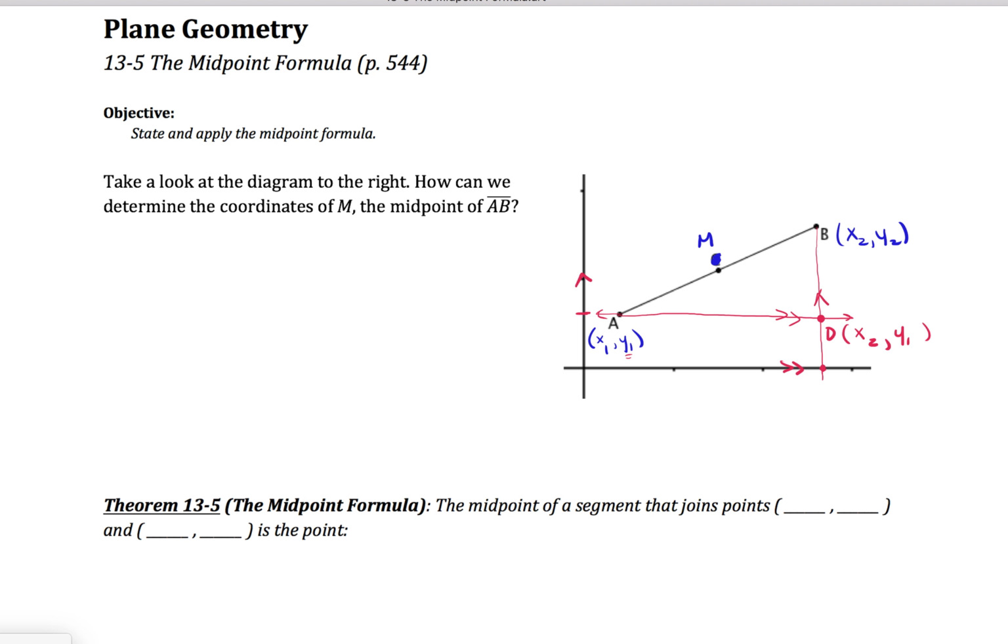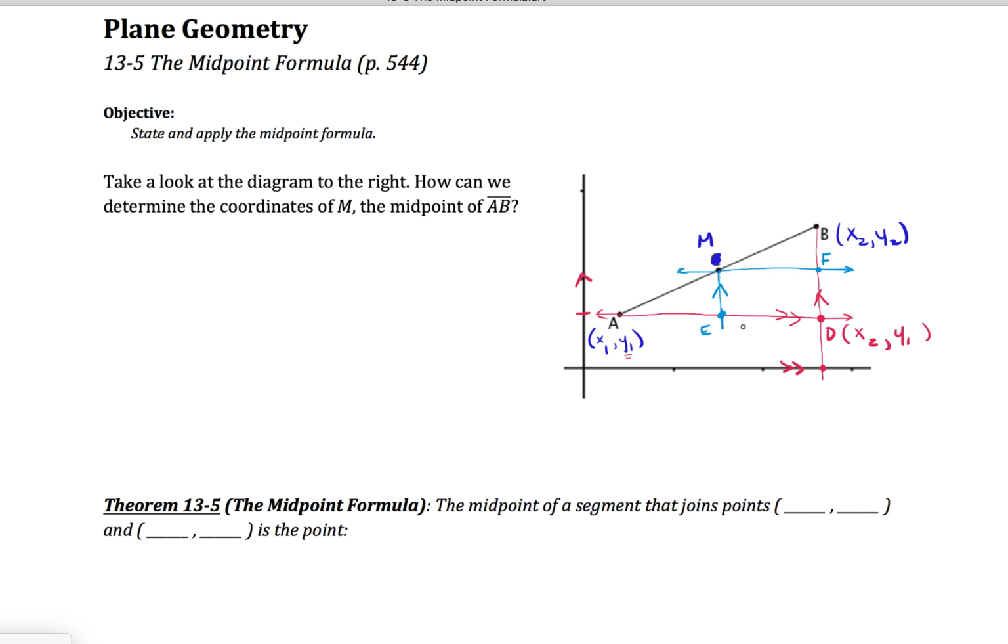Now I'm going to add a couple more lines in. I'm going to come straight down from M, right here, and that's going to be parallel to this line and to the y-axis, and it's going to intersect this horizontal line that I drew. So we have a point there, let's call that point E, where this new line intersects the horizontal line AD. And I'm going to draw another horizontal line that's going to come over here, and it is going to intersect line BD. We'll call that point F.